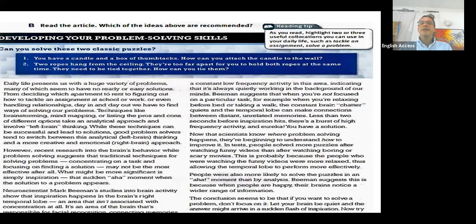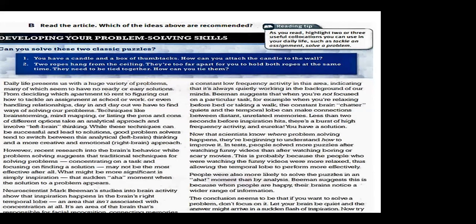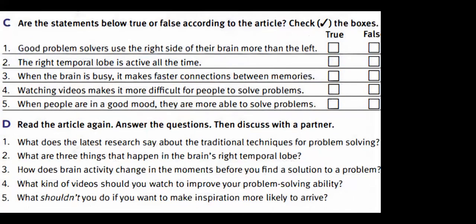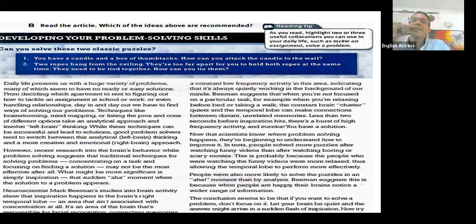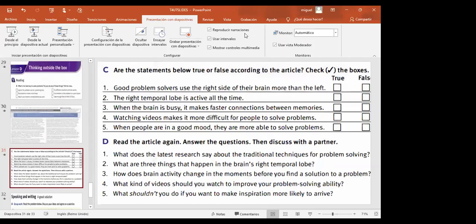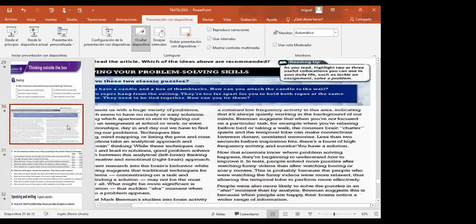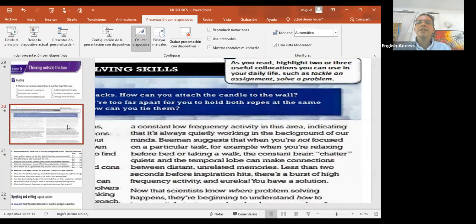Okay, let's read the reading tip. Let's ask Gabby, please. The reading tip right here in the corner. As you read, highlight 2 or 3 useful collocations you can use in your daily life, such as tackle an assignment, solve a problem. Tackle an assignment, yes, excellent. That's an example of collocation, such as tackle an assignment or solve a problem.